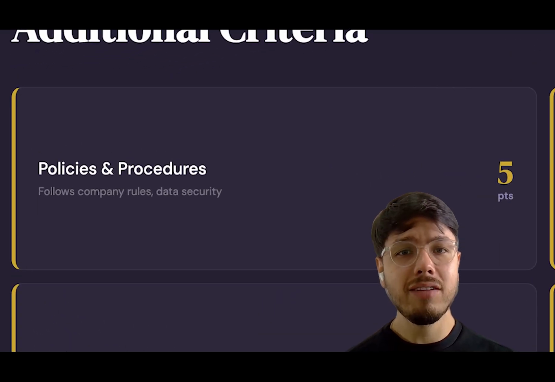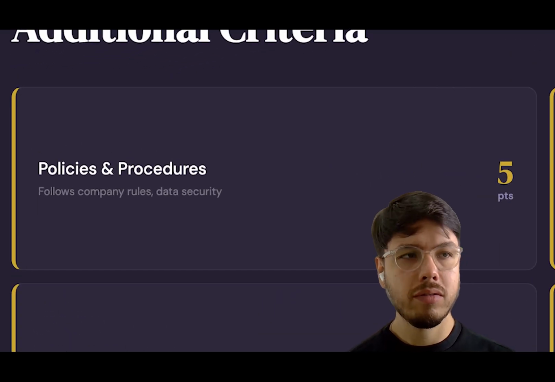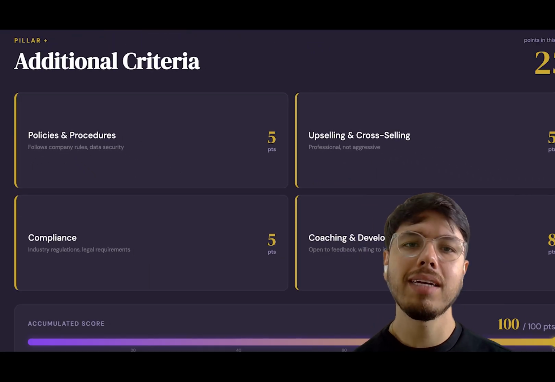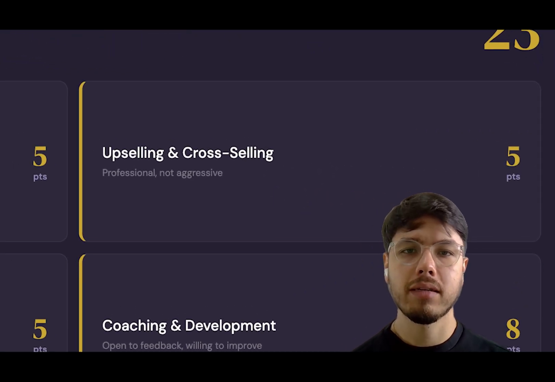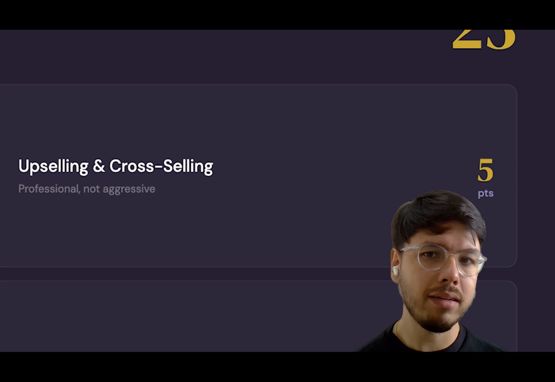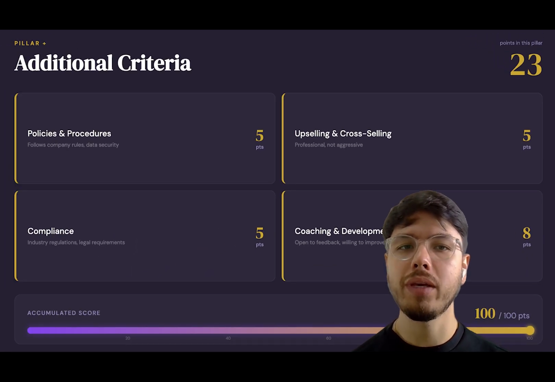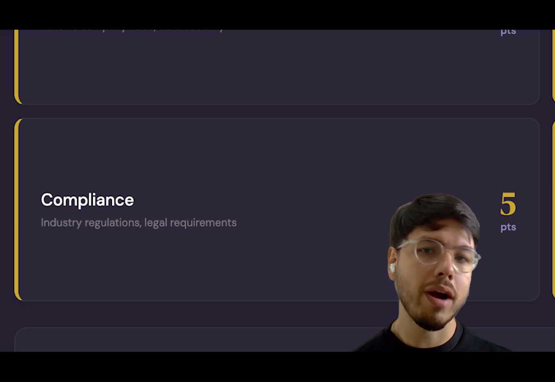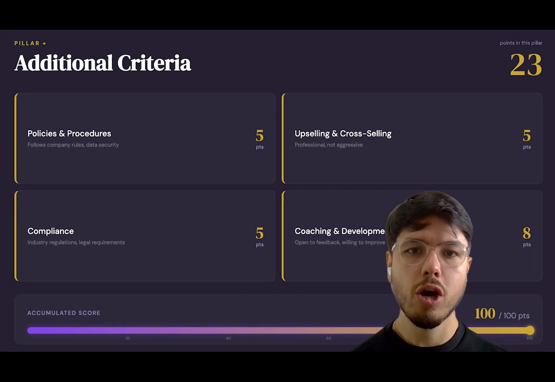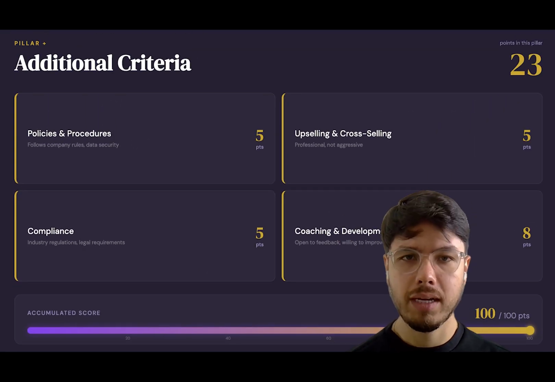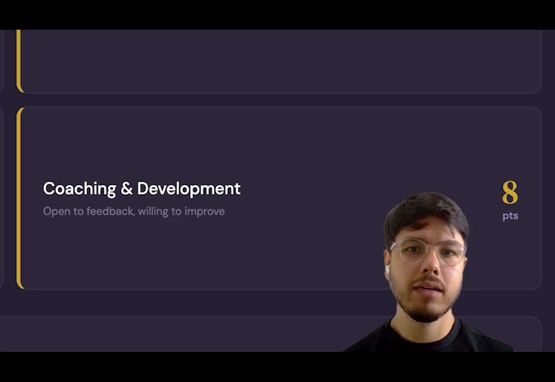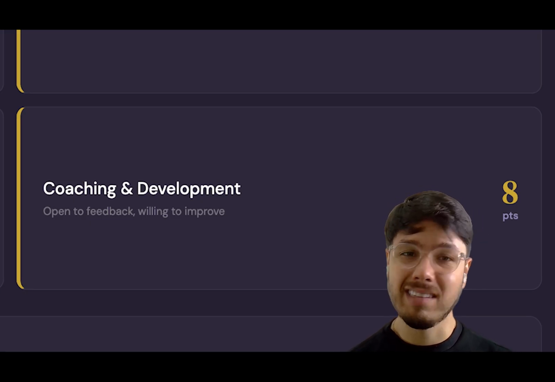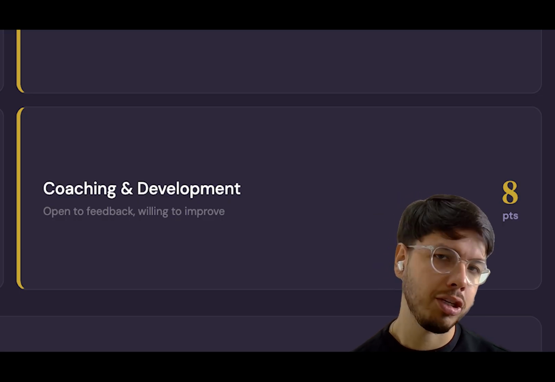Policies and procedures. Does the agent follow all company policies? Do they maintain data security and confidentiality? 5 points. Upselling and cross-selling. When appropriate, does the agent present opportunities in a professional way without being aggressive? 5 points. Compliance. Industry regulations, legal requirements. 5 points. Coaching and development. Is the agent open to feedback? Do they show willingness to learn and improve? 5 points, because quality is a journey, not just one monitoring session.